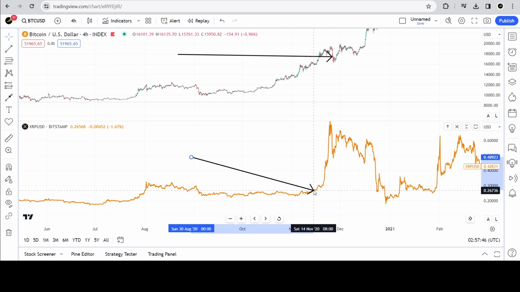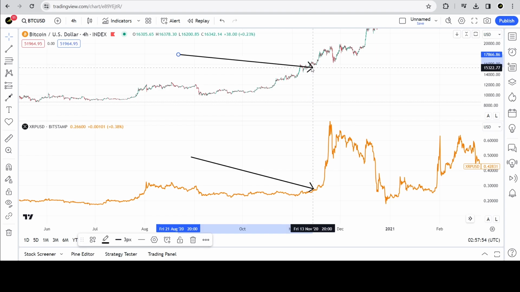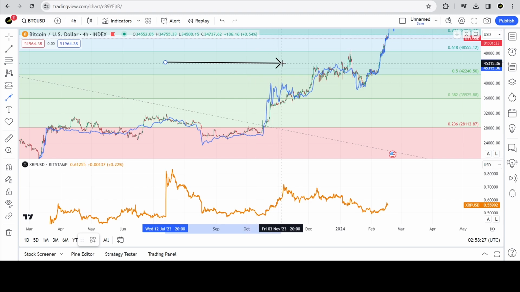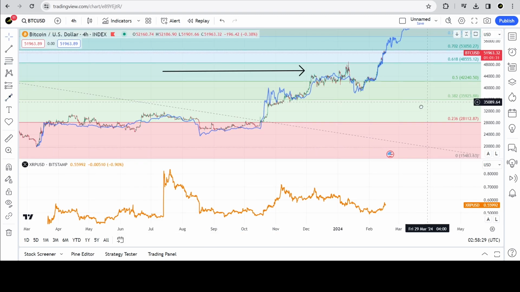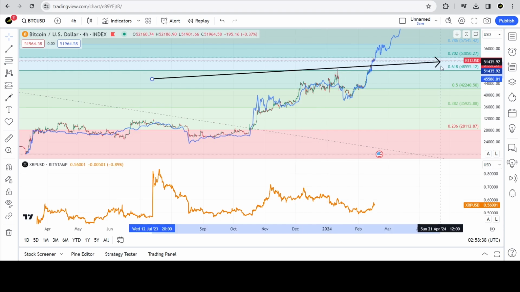If we are here, the smaller little correction before this one, that would be roughly right here. So Bitcoin would be doing this consolidation or something similar to it. It hasn't quite made it to this part right here. So if we were to copy this fractal on Bitcoin and copy and paste it onto today's chart, it would look something like this. So I have a fib retracement drawn on here. Here is the 0.702. Here's the 0.618.